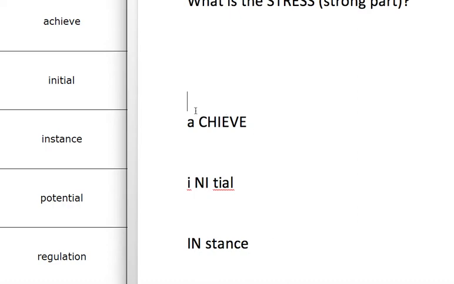So some 2-syllable words stress the second. Achieve. Other 2-syllable words stress the first. Instance. How about the fourth word? Say that to yourself.